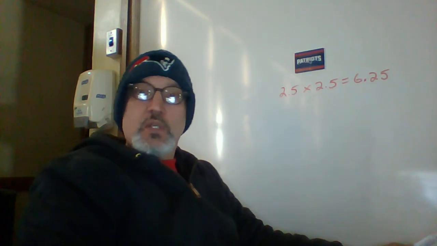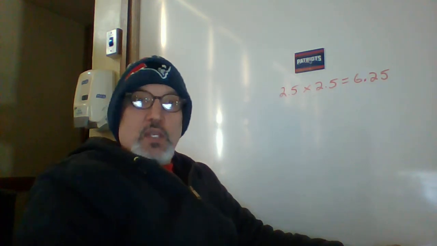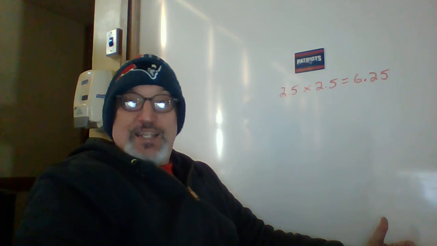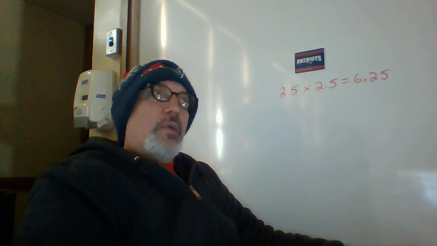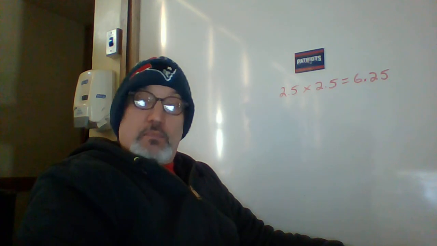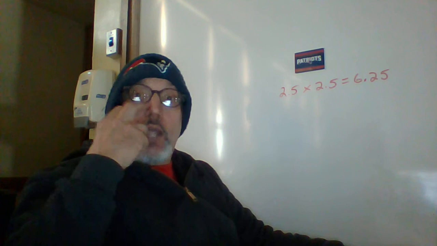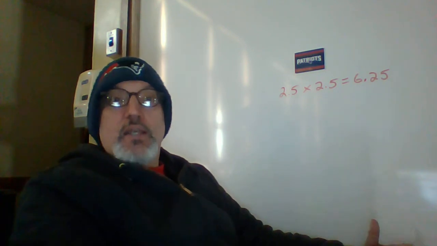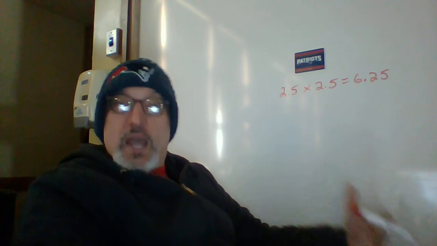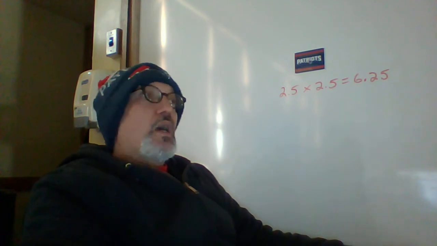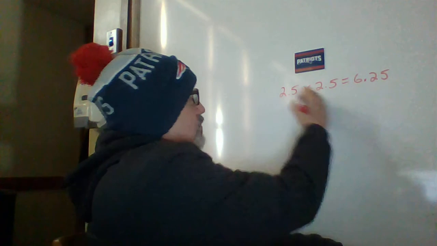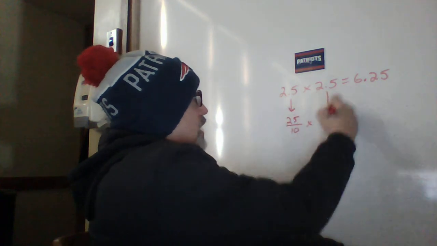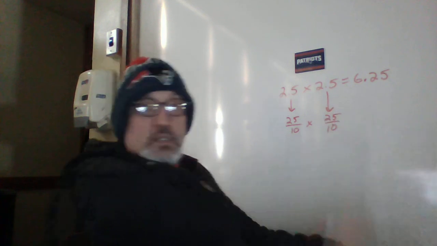So one of the reasons that I like this lesson so much is at this point we can talk about why the decimal algorithm works the way that it does. One of the messages that I constantly try to get across to my students is that decimals are simply fractions. They're another way of writing special kinds of fractions that have powers of 10 in the denominator. So that 2.5 times 2.5 is really fraction multiplication. It's 25 tenths times 25 tenths.